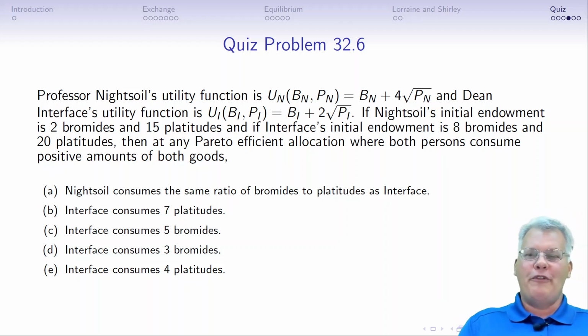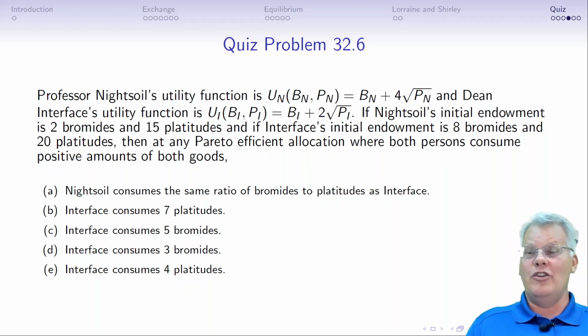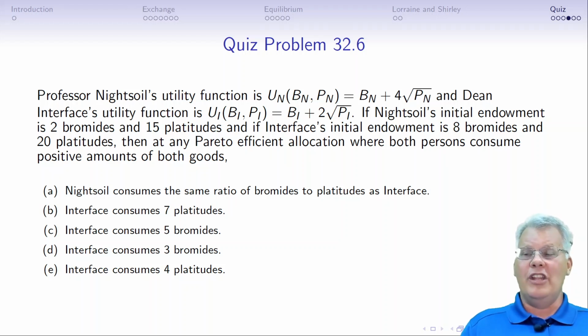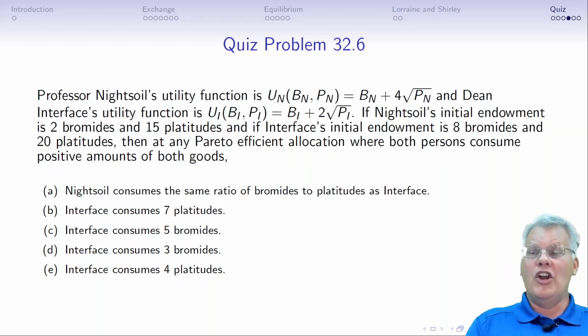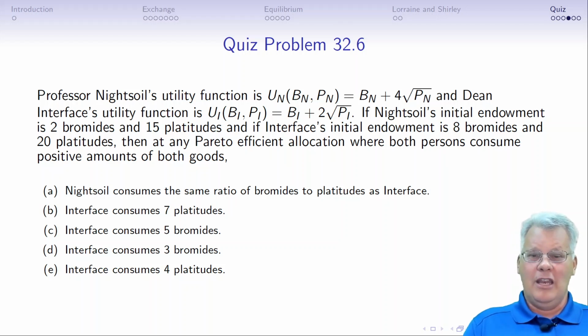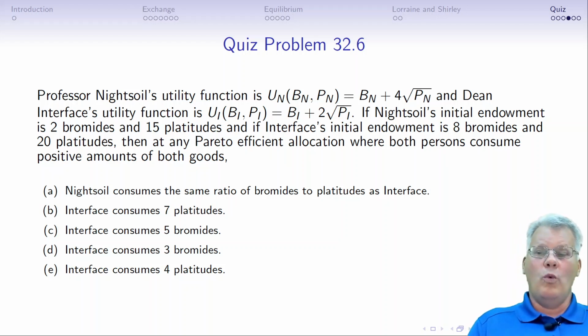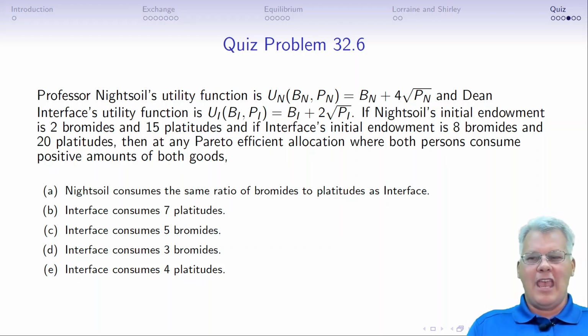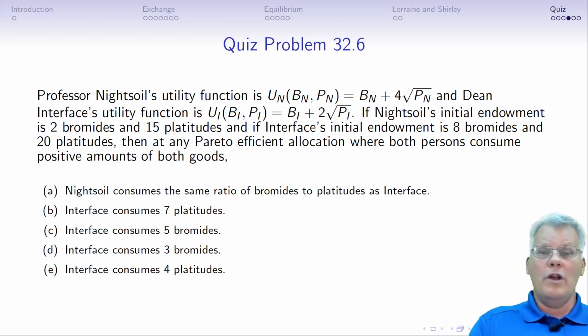Well, anyway, both Professor Night Soil and Dean Interface have quasi-linear utility. And remember, quasi-linear utility, you're nonlinear in one good and linear in the other good. So both of them are nonlinear in platitudes. They're linear in bromides. So what this implies then is that at market prices, each of them has a desired quantity of platitudes, right? So both of them care deeply about the quantity of platitudes, and as they become wealthier, they don't want more platitudes. They will expend their extra income on more bromides.